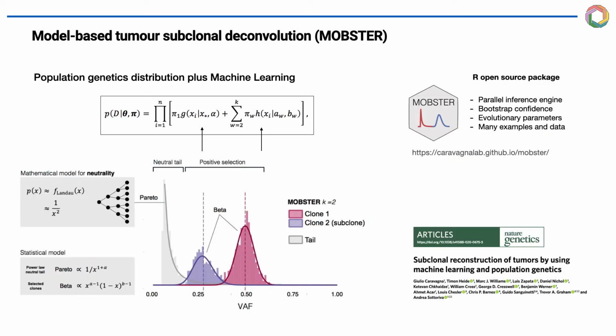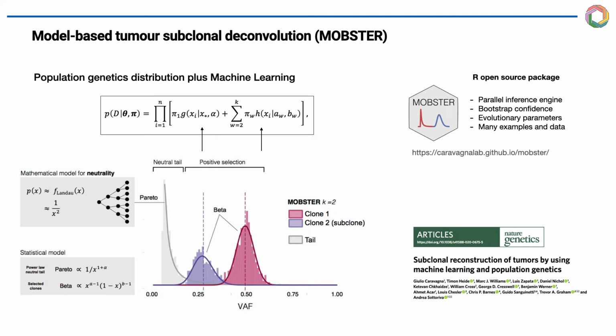In our work, we have taken together these ideas and implemented a mixture model in which we have beta distributions that are used to model continuous values for variant allelic frequencies, together with power law tails as predicted by population genetics. Therefore, our model can capture a tumor with a set of clonal mutations, like clone 1 in the figure here, and neutral mutations, like a Pareto power law tail here, and ongoing subclonal expansions, like clone 2 here. This is what we call a subclone in the context of our model-based tumor subclonal deconvolution framework.